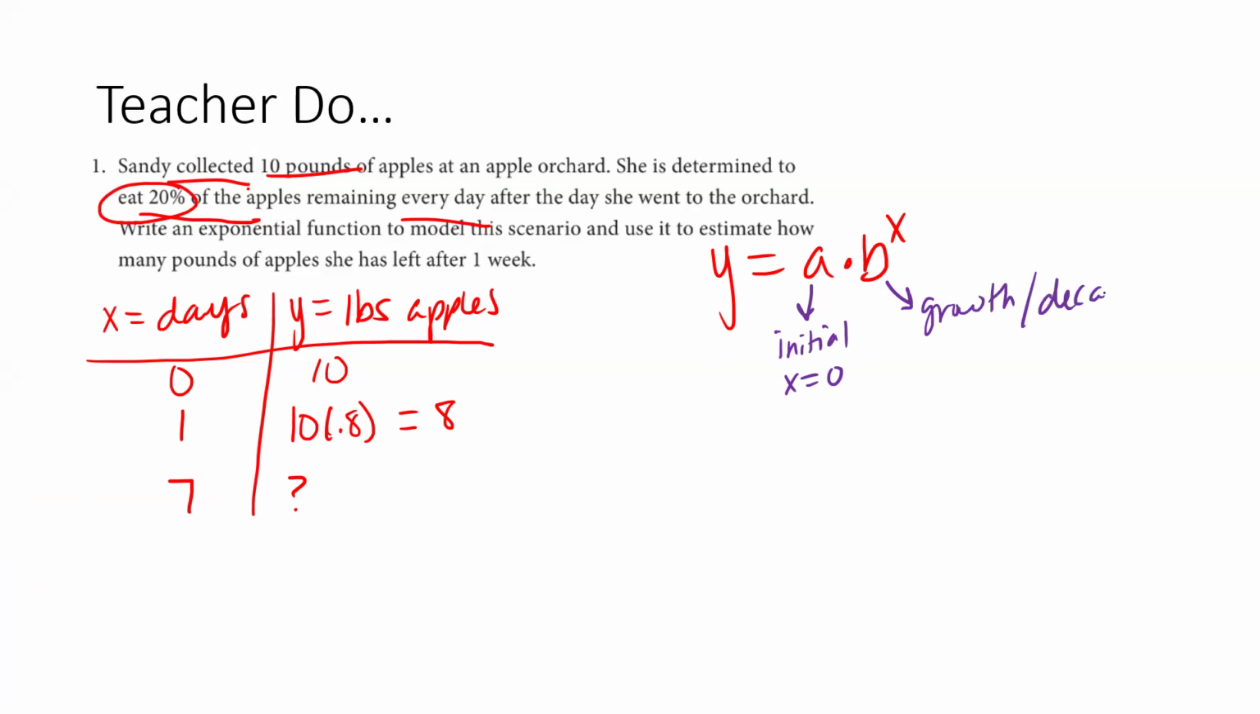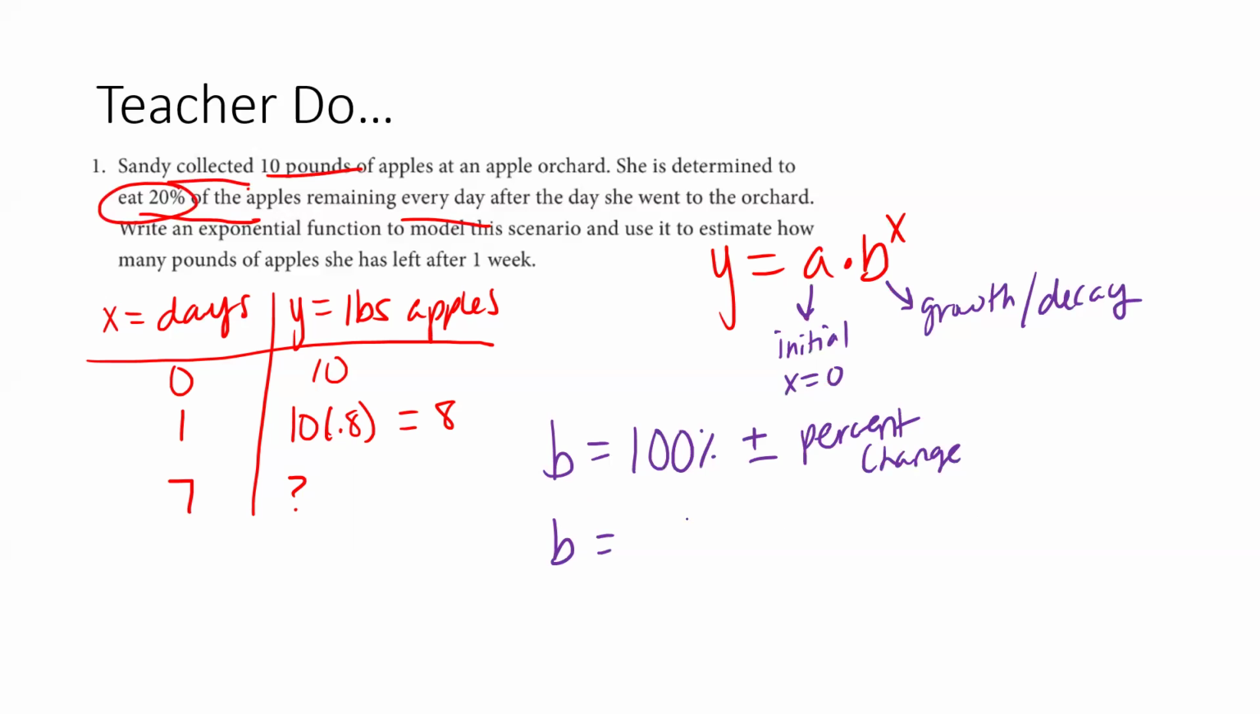How do I know which it is? Are you adding or are you subtracting, right? If it's a growth, then I'm going to be adding. If it's a decay, I'm going to be subtracting. So essentially what your B equals mathematically is B equals 100% plus or minus your percent change. Okay, that's what your B equals. So your B equals 100% plus or minus your percent change.